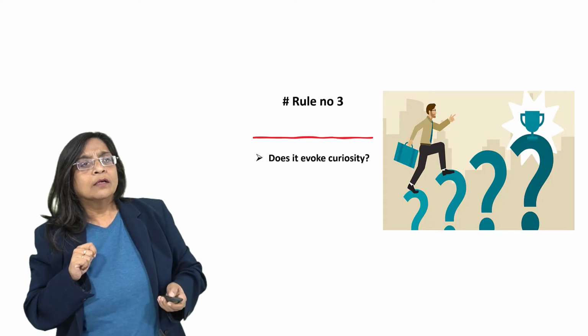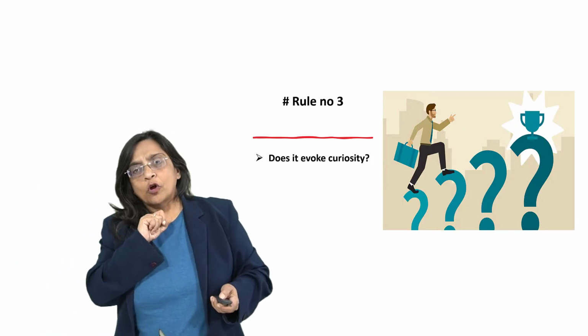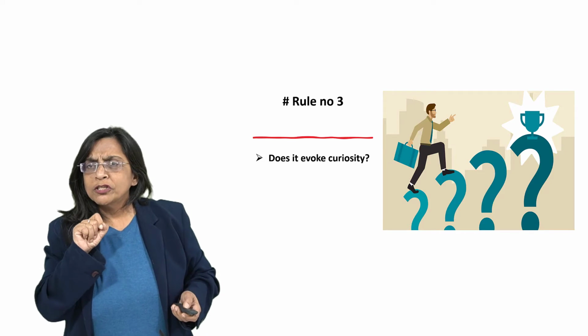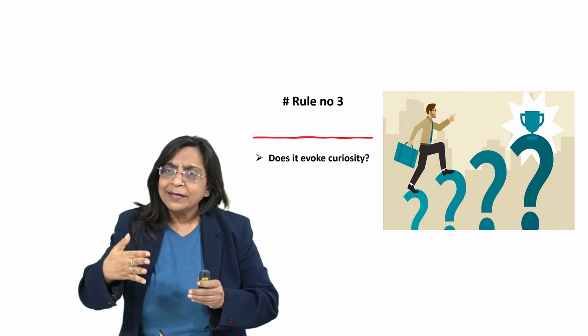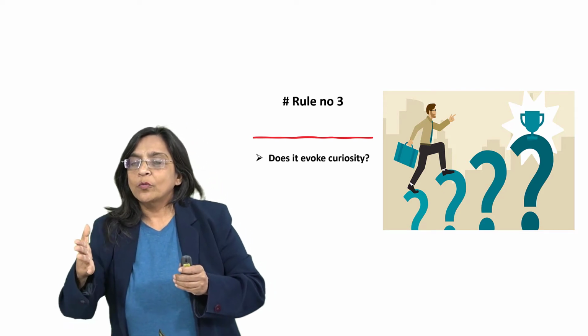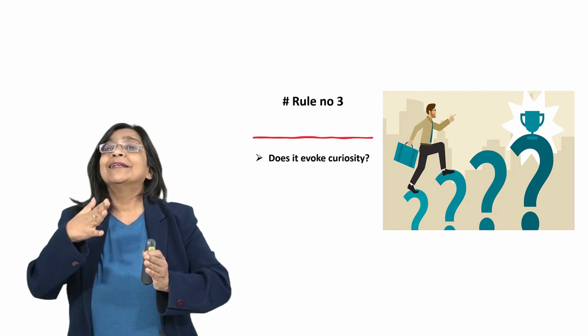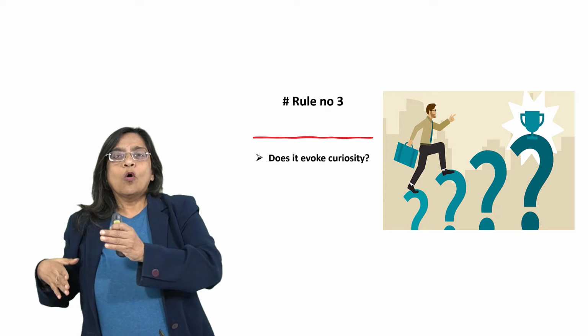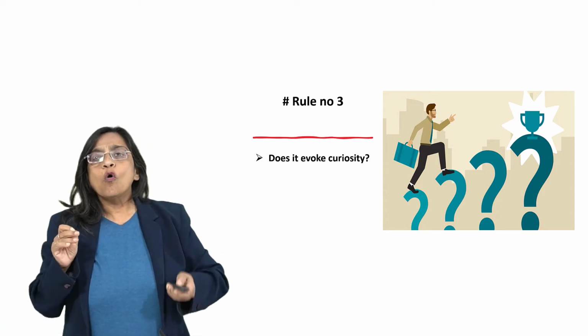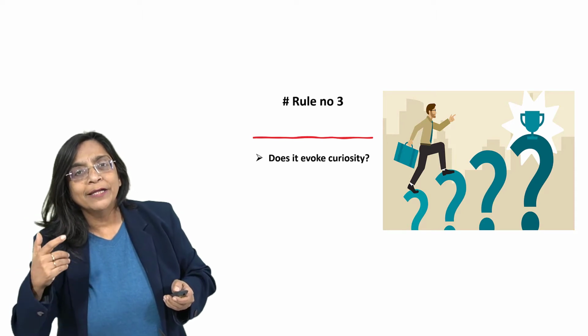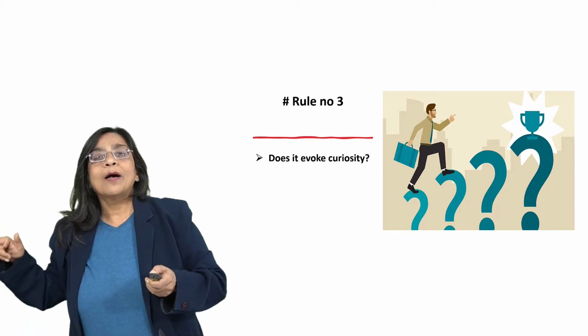Rule number 3, does it evoke curiosity? Now for people who love to watch TV serials, you know that at the end of every serial, they'll tell you exactly what is going to happen in the next one. Not exactly, but at least they'll tell you, watch out for what happened with ABC, with this person. This is to evoke curiosity and to keep you engaged and to make sure that you come back and watch for more.